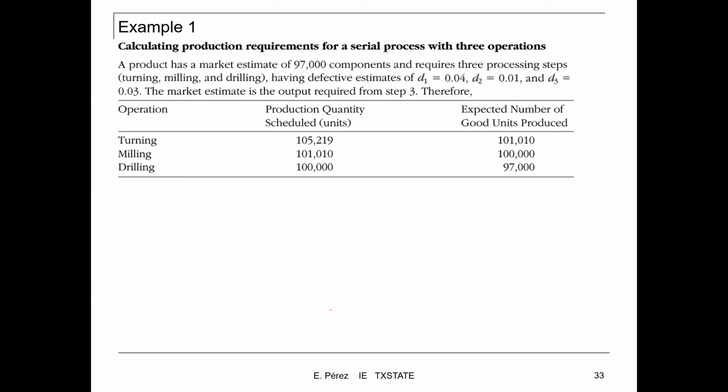Therefore, for each operation, turning, milling, and drilling, we have the production quantity schedule. This is how many we are going to need if we need this as an output. If we need to produce this many units, we need to start with this many parts. The question is, how do you get these numbers? You have the defective rates listed here, so how do you get these values? That's what I'm going to illustrate now.